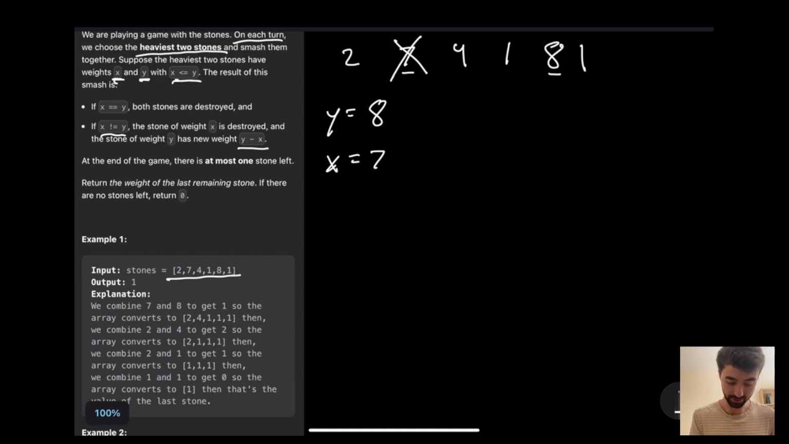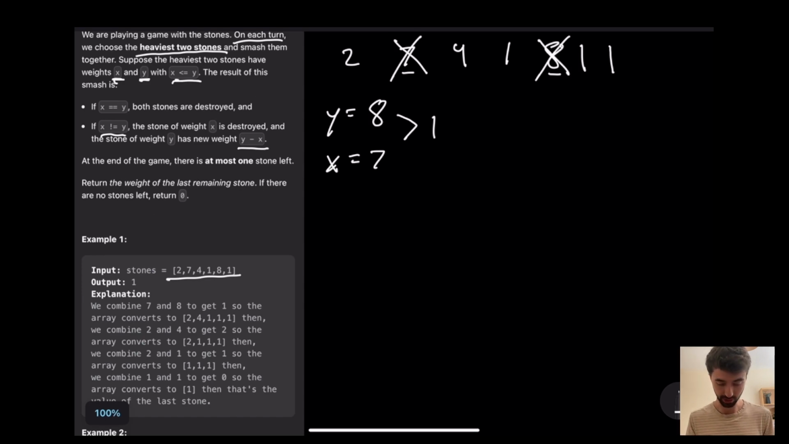So this all results in a stone of weight 1. So I guess technically the 8 stone is destroyed as well. So we smash them together, we destroy the 7 and 8 stone, and we're left with a stone of size 1. So I'll add that back up here to our available stones. So I think that's turn 1.